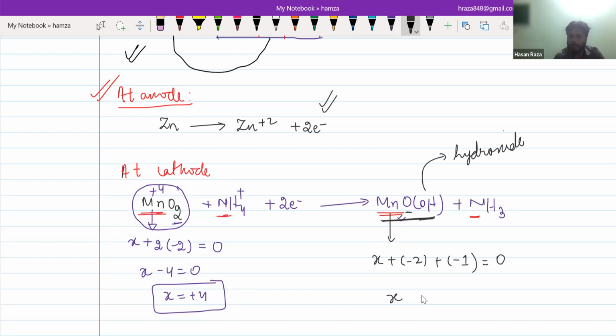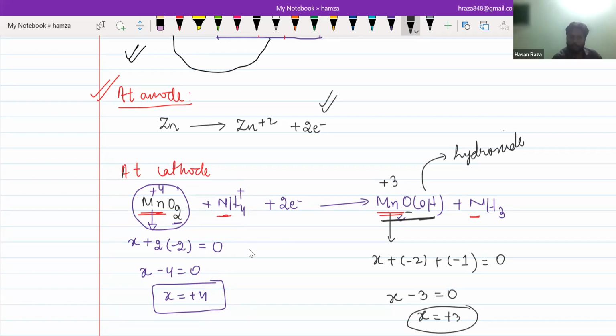Again, if you solve it, it will be X minus 3 equals 0, and X is equal to +3. So the oxidation state of manganese will be +3. So you can see there will be reduction of manganese. Manganese reduced from +4 to +3.